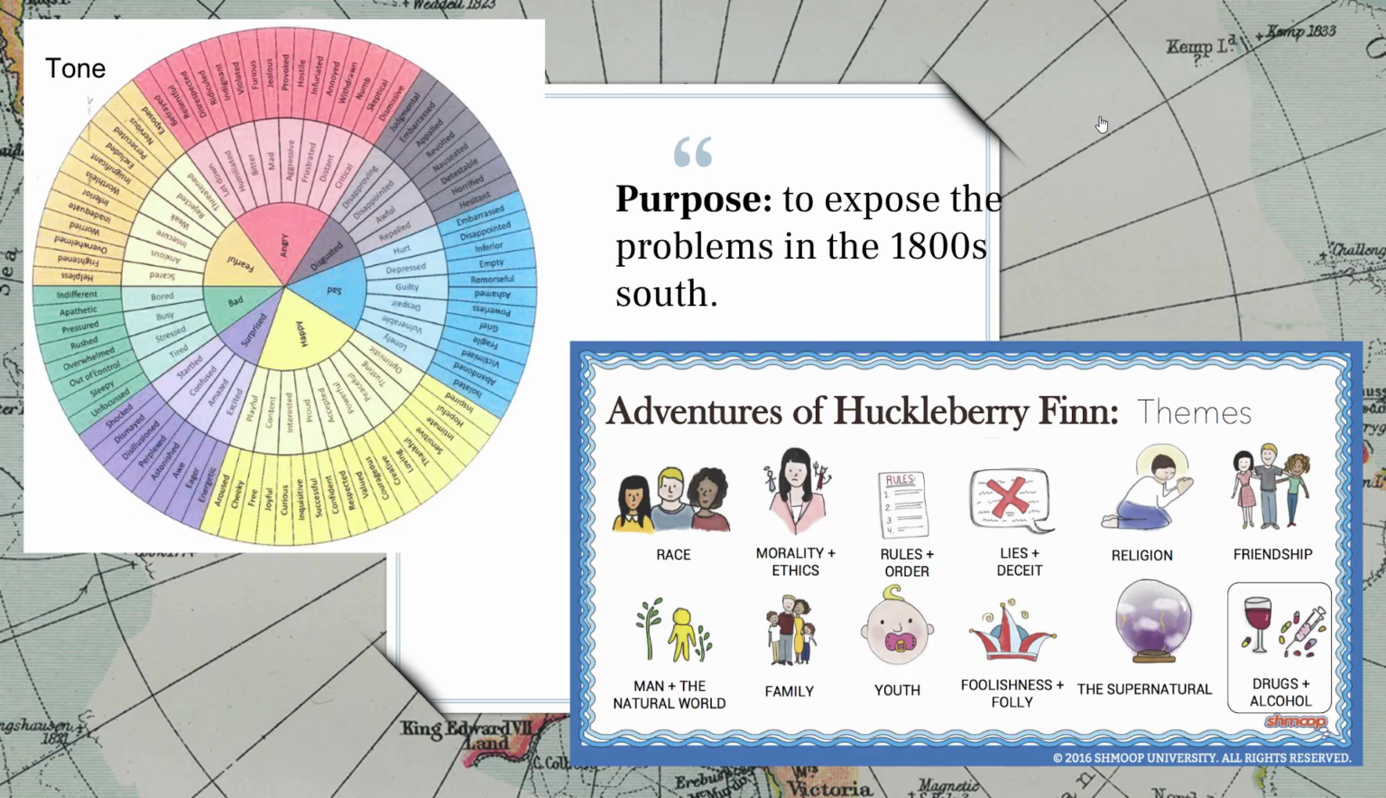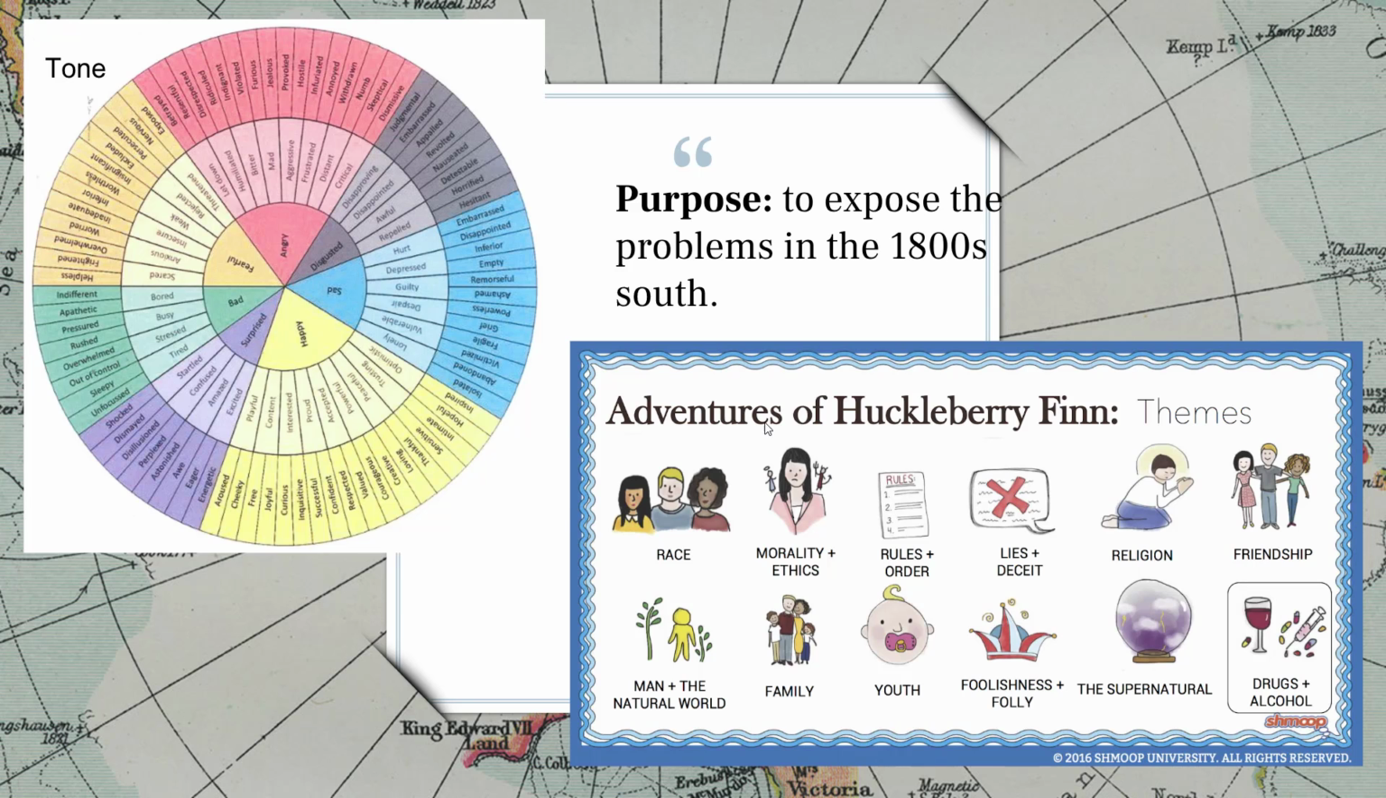Okay, guess what? Remember that tone wheel? Here it is. I don't want to see anything from this interior segment. I want to see more secondary and tertiary levels here. So higher level words. Don't just give me, Mark Twain had a sad tone. No, that's not good enough. If my 6-year-old son can say it, then chances are you're going to want something more advanced. Well, his purpose was to expose the problems in the 1800s South.